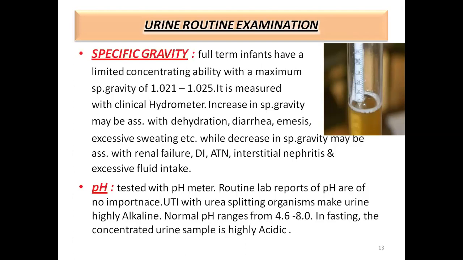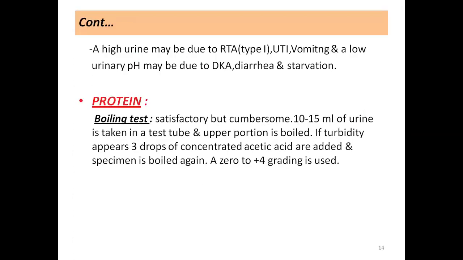So these are the pH. This is the pH range. How we define pH: it's around 4.6 to 8. But some organisms can make it alkaline, and other conditions can make it too acidic. Highly acidic urine may be due to UTI, vomiting, and a low urinary pH may be due to ketonuria, diabetic ketonuria, diarrhea, and starvation. Also, we do test for presence of protein.